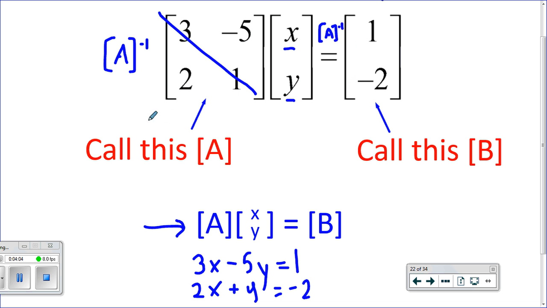Right? So I would undo this by multiplying by inverse matrix A. So essentially, in order to solve for x and y, I'm just taking matrix B and multiplying it by inverse matrix A. That's going to give me x and y alone. So let's take a look at an example.